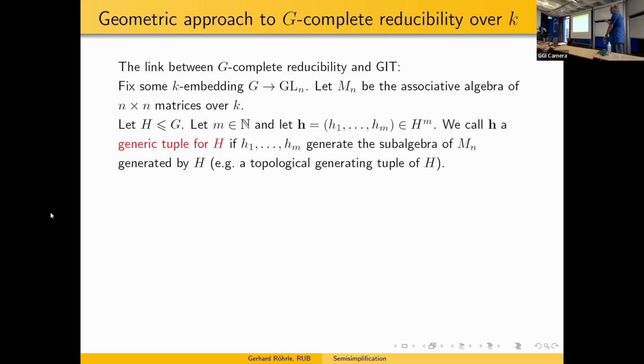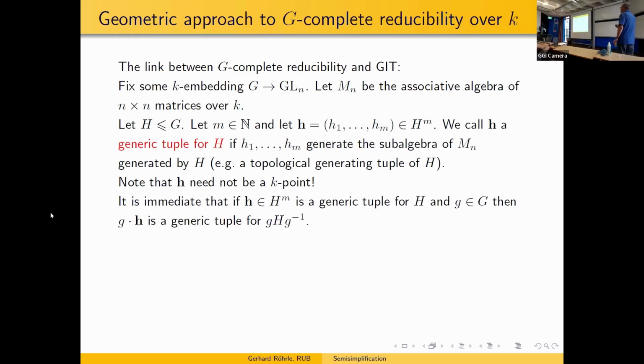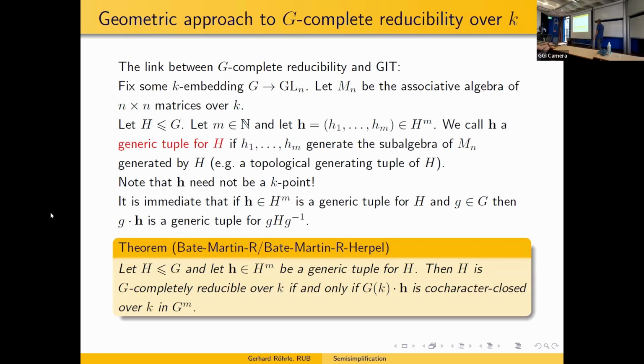For instance, you could take a topological generating tuple. Michael told us what a topological generating tuple is. The tuple such that if you take the subgroup generated by this tuple, take its Zariski closure, that's the whole group H. If you don't like this generic tuple, use topological generating. It's helpful that this doesn't have to be a K point. So if it is a generic tuple, then you can conjugate, and that's still a generic tuple. Conjugate, that's not difficult. So here's the theorem, which I've alluded to at the beginning.